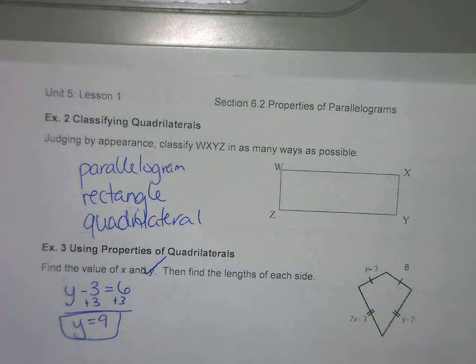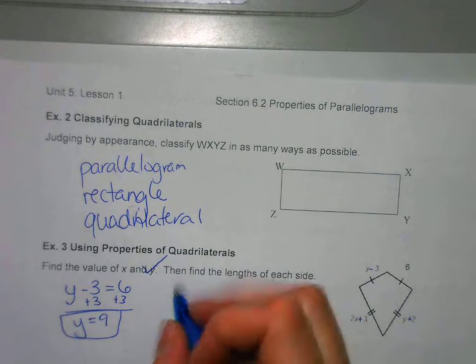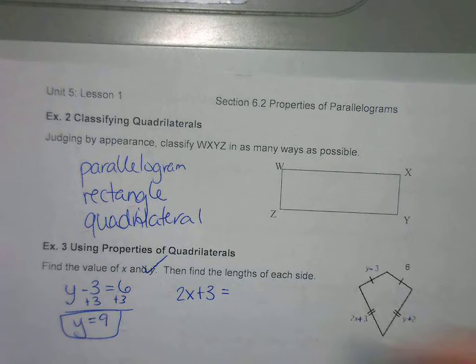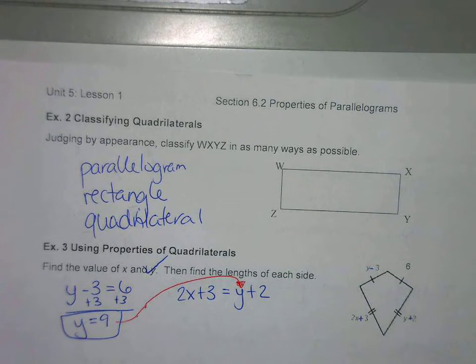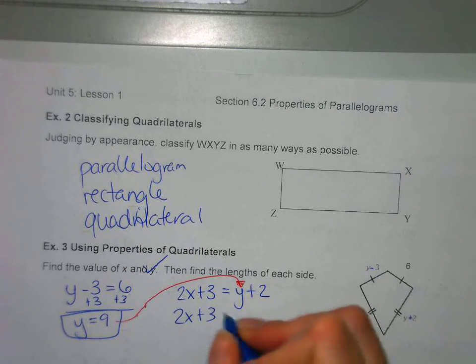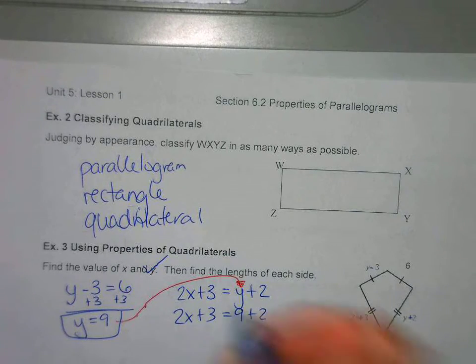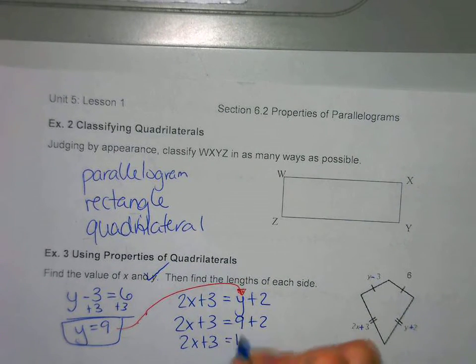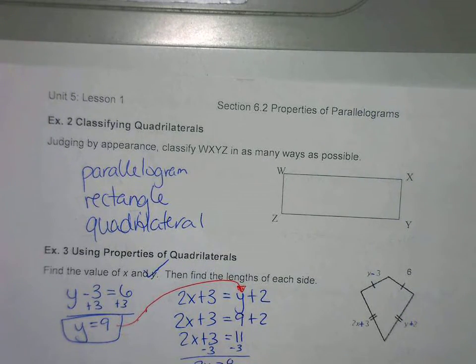Now to find X, this is 2X plus 3, and it's Y plus 2. I know these two are congruent to each other, so 2X plus 3 equals Y plus 2. My Y I already found was 9, so I plug that in. I have 2X plus 3 equals 9 plus 2. Well, 9 plus 2 is 11. So 2X plus 3 equals 11. Subtract 3 from both sides. So 2X equals 8. Divide by 2. X equals 4.